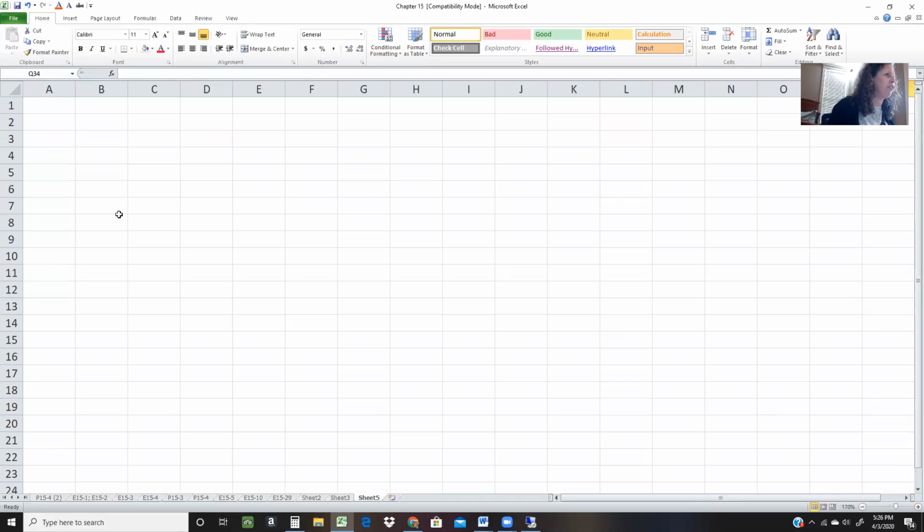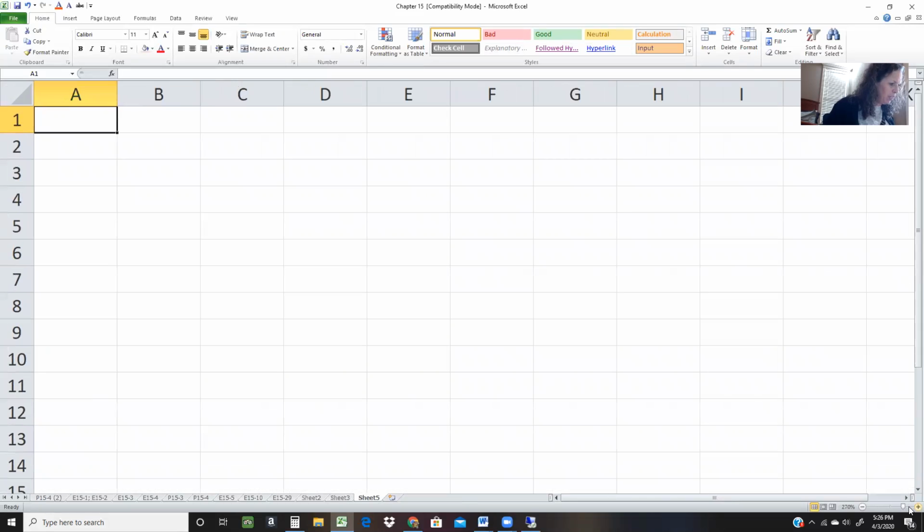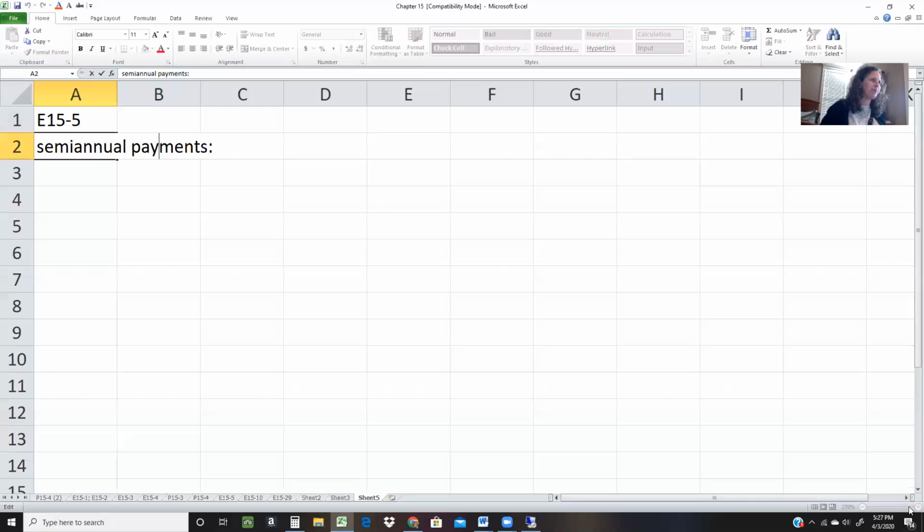So this is exercise 15.5. On June 30th, 2018, Georgia Atlantic leased warehouse equipment from Builders. The lease agreement calls for semi-annual payments of $562,907, 3 years, which is 6 semi-annual payments.